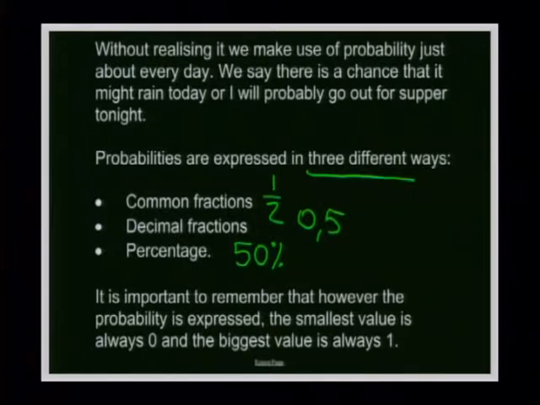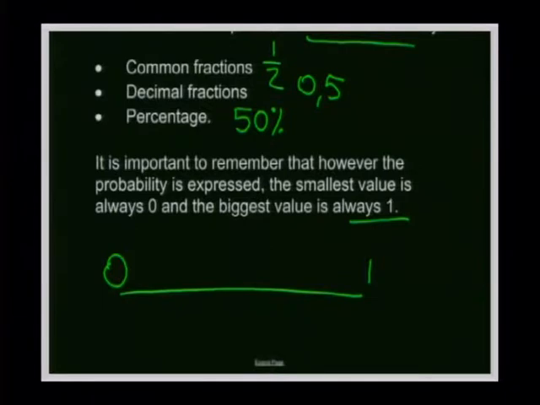It's really important to remember that however this probability is expressed, the smallest value is always 0, there is no chance of it happening, and the biggest value is always 1. There's a 100% chance of it happening. So we always base everything between 0 and 1, or if you'd like to use it as a percentage, between 0% and 100%. So it either can't happen at all, or there's a 100% chance that it will definitely happen.